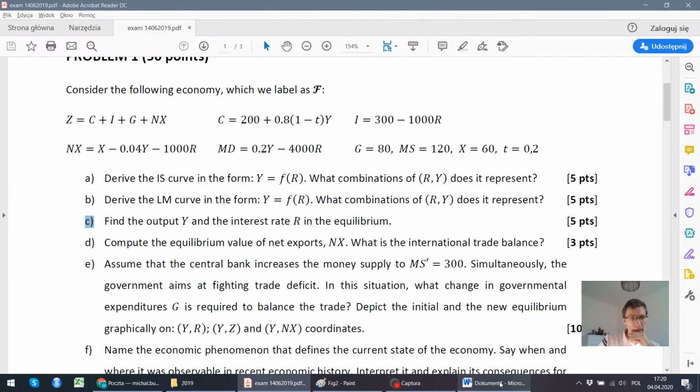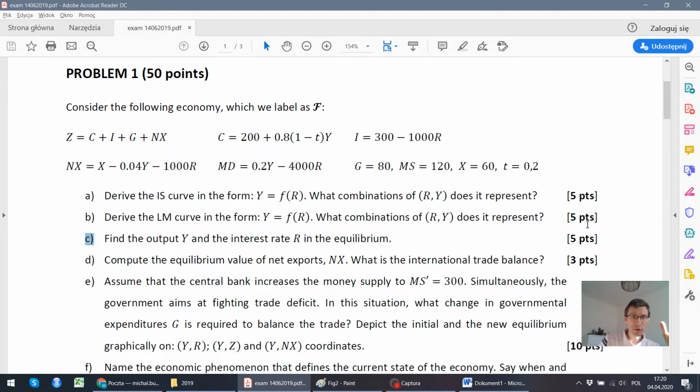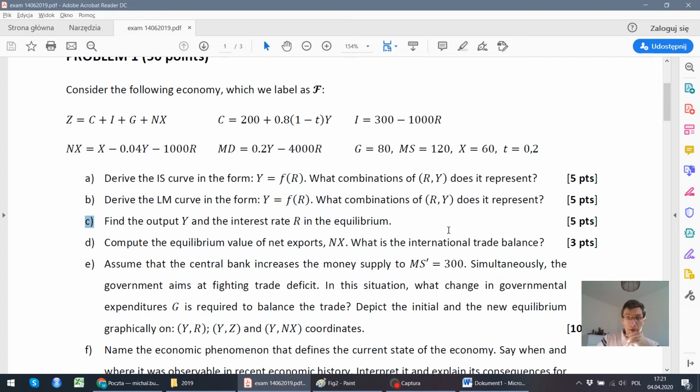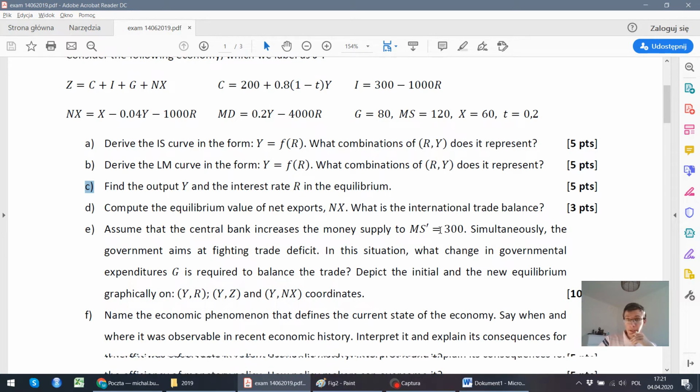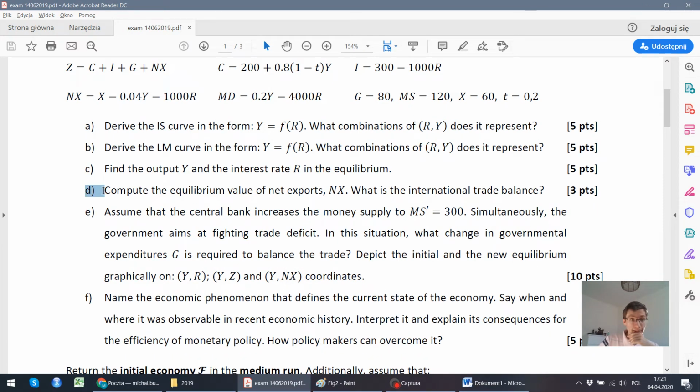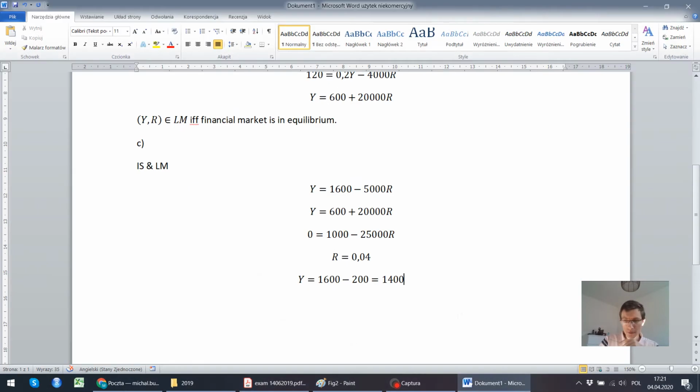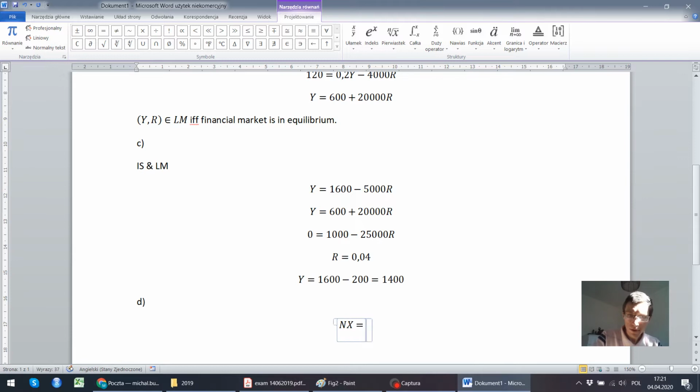Okay, and that's all. This is 15 points, 15% of points that you can get at the whole exam. Kind of easy, no? But there are still more easy things to be done as well. So we have point D, compute the equilibrium value of net exports. What is the international trade balance? So in D, I give you 3 points for just plugging things into the equation.